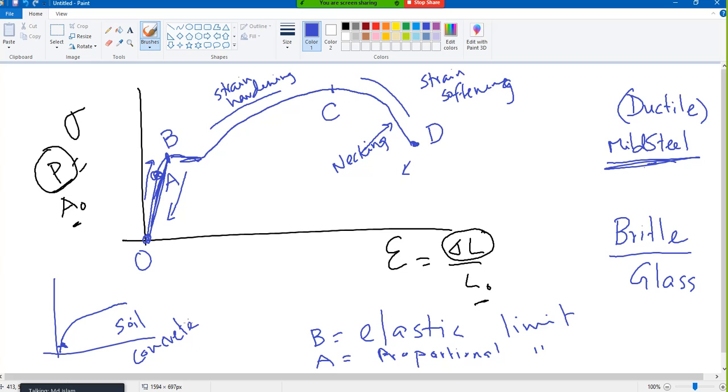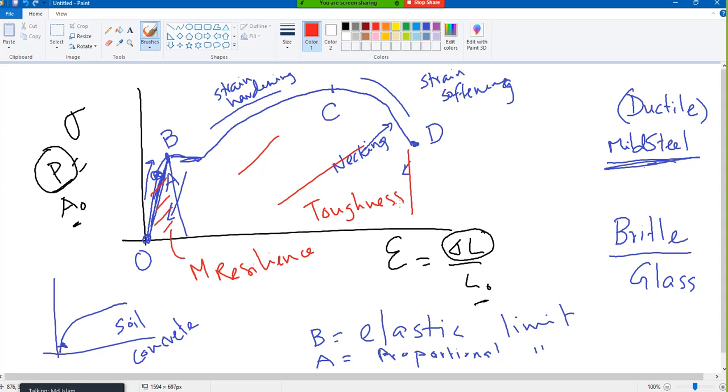Okay, so yeah, then the area within the elastic region, though some books say within the proportional limit, but to my logic it should be within the elastic. That is called modulus of resilience. Modulus of resilience, okay? And the entire area is called toughness, or modulus of toughness. So toughness is the energy until failure.